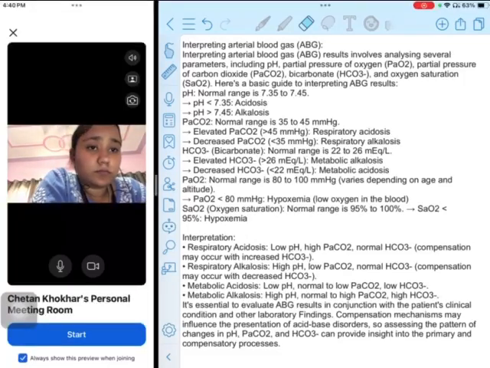So, in case of respiratory acidosis, there will be a lower pH. You all know that, okay? There will be high PaCO2. You all know that. There will be normal bicarbonates. If bicarbonates are within the normal range, then compensation has not been done. That means it is uncompensated. When compensation occurs in the body, the bicarbonate level will increase.